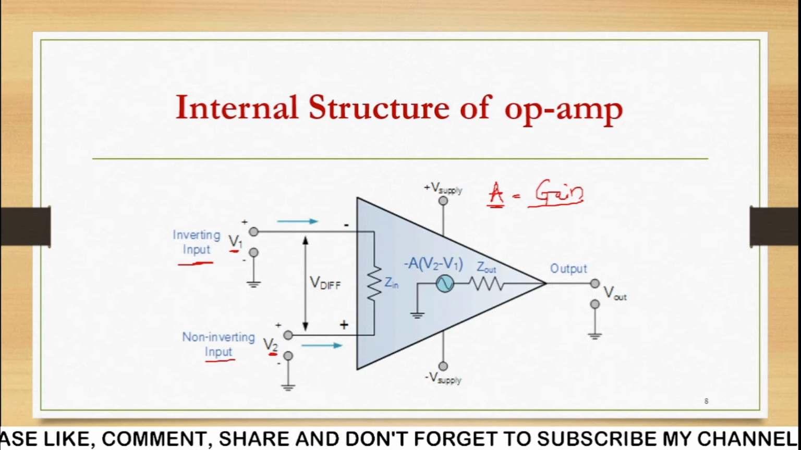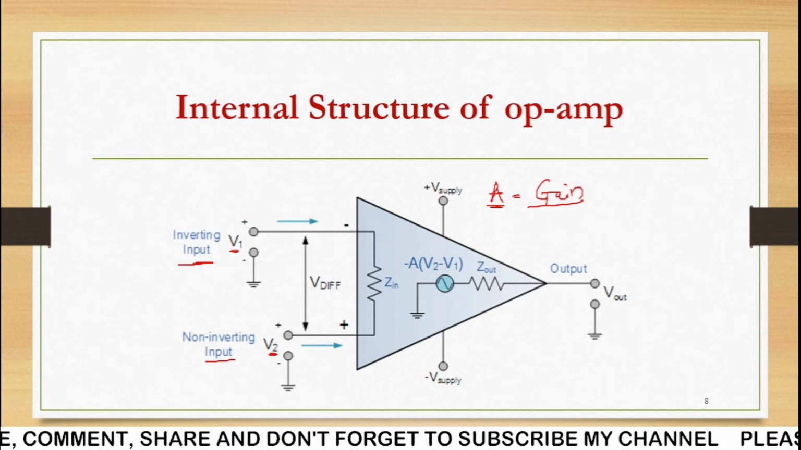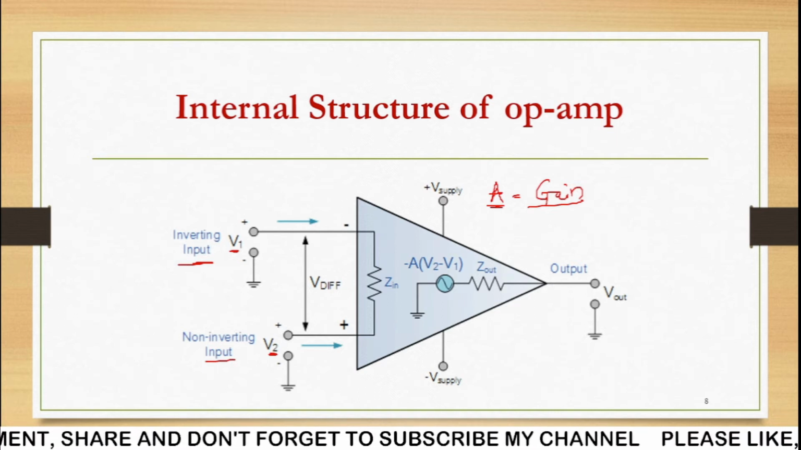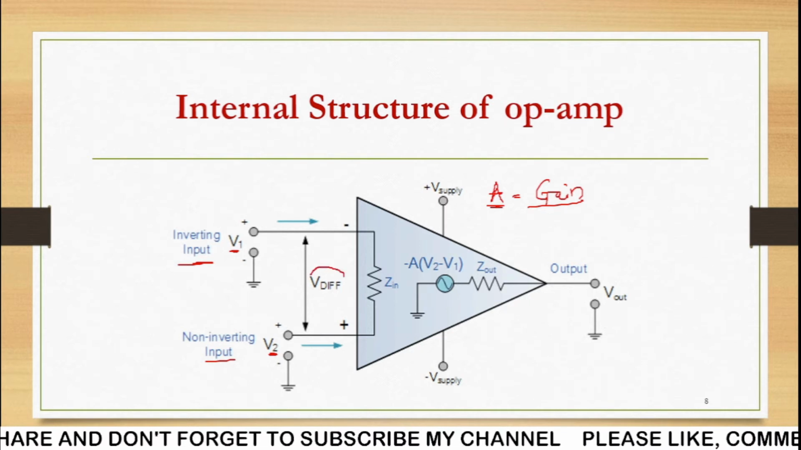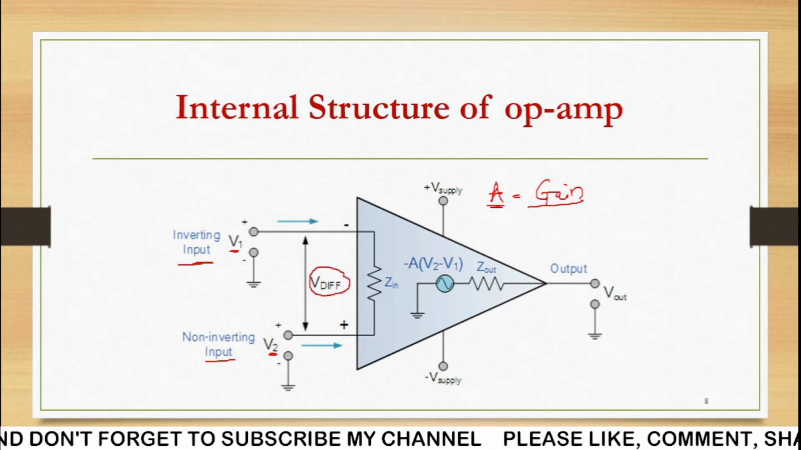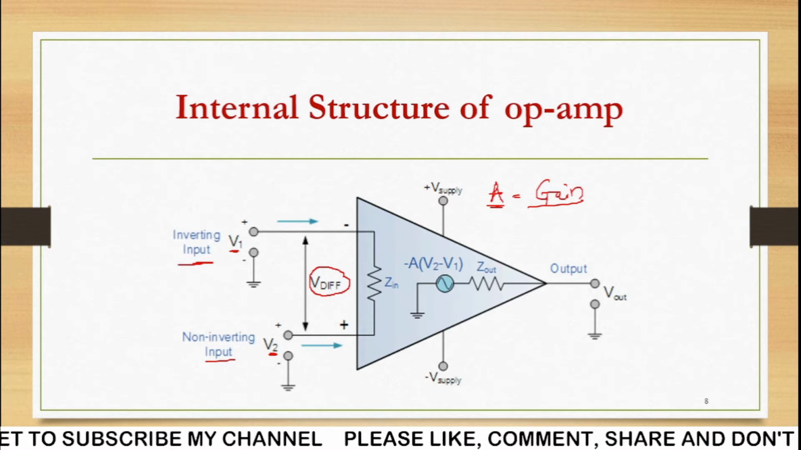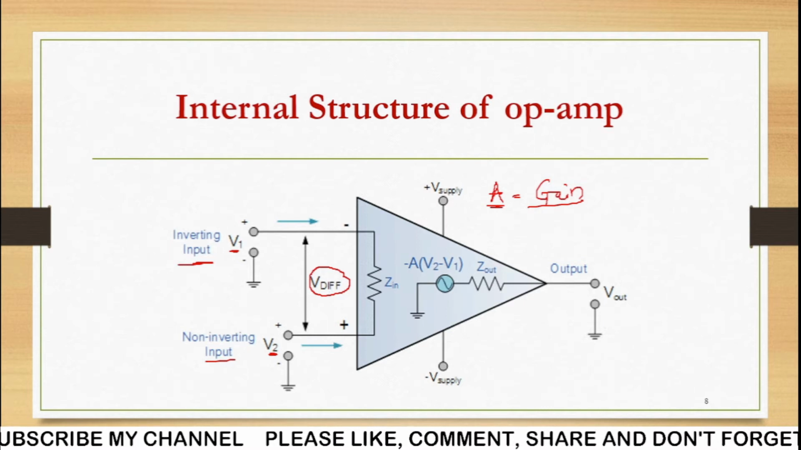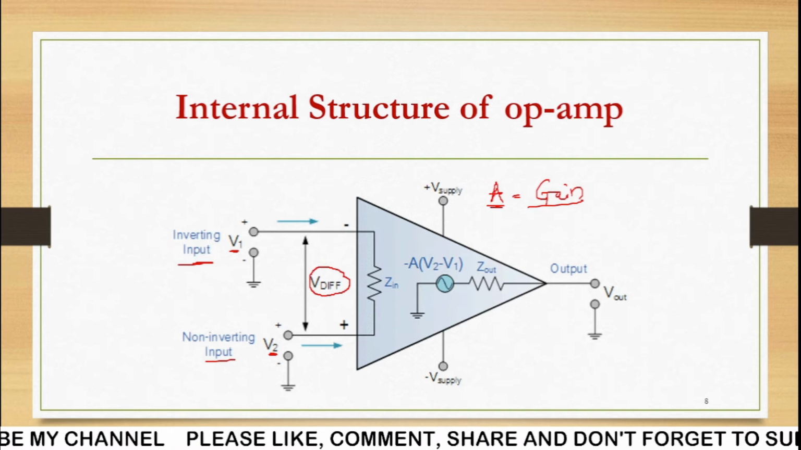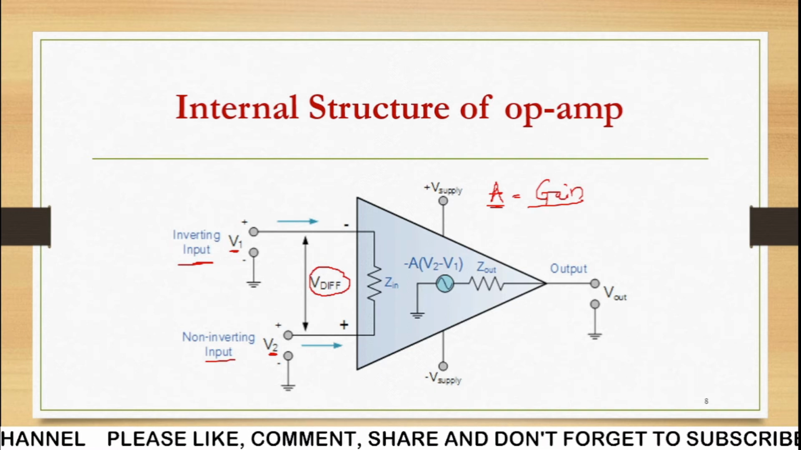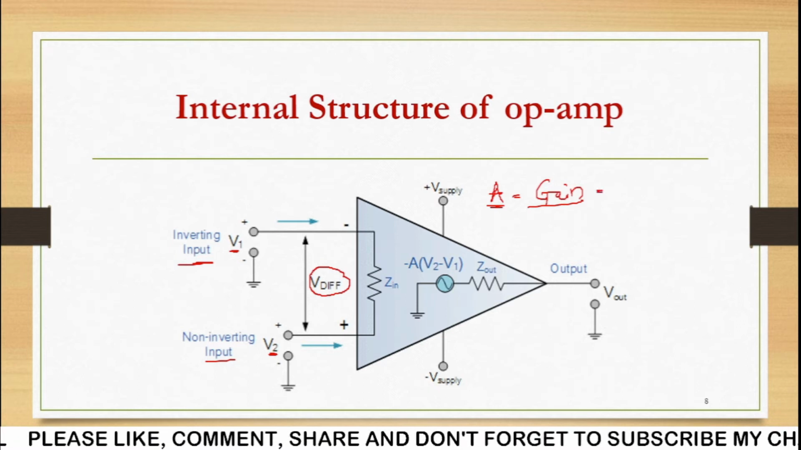V in is nothing but the difference of the inverting input and the non-inverting input. So we can put V2 first and then minus V1. You can see that the amplifier has infinite voltage gain, so when a voltage difference is applied to it, we get the highest possible output.